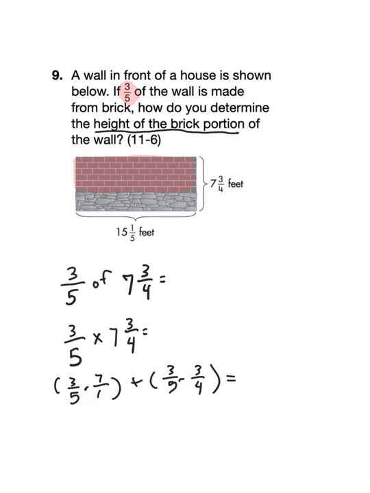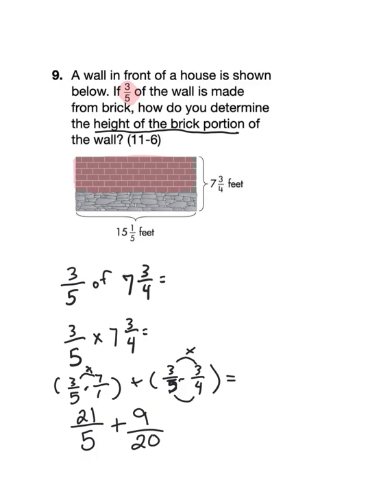Okay, so 3/5 times 7/1. Multiply your numerators. 3 times 7 is 21. Multiply your denominators. 5 times 1 is 5. So that gives us 21/5. Don't worry about converting that to a mixed number yet. Then to that, we're going to add 3/5 times 3/4. Multiply your numerators. So 3 times 3 is 9. I wrote this really messily. I'm sorry. This is a 5. Okay. 5 times 4 is 20. So that gives me 9/20.